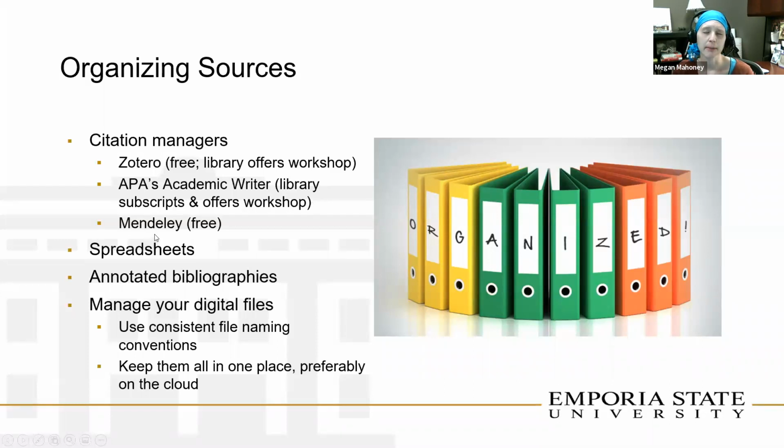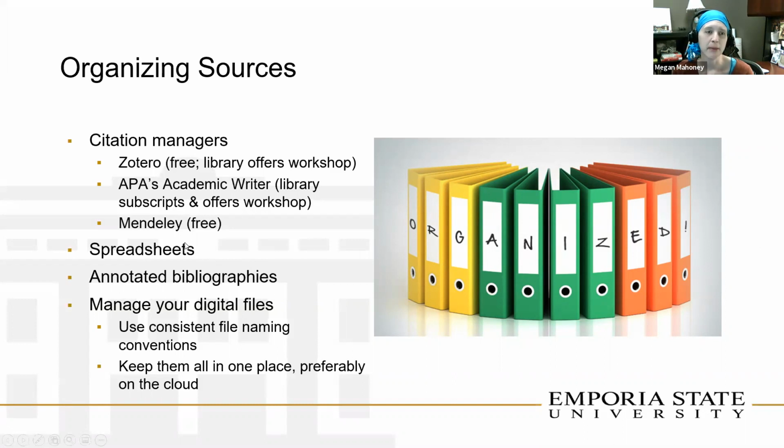Mendeley is used by a lot of people in the physical and biological sciences. It's also free. It does require a download and lives on your desktop. A lot of these other ones are browser based, and so they don't actually take up any room on your computer. There are also low-tech ways for managing your citations. As I mentioned, I like to use spreadsheets, Google Sheets, or Excel sheets. You can create and maintain annotated bibliographies as you research.